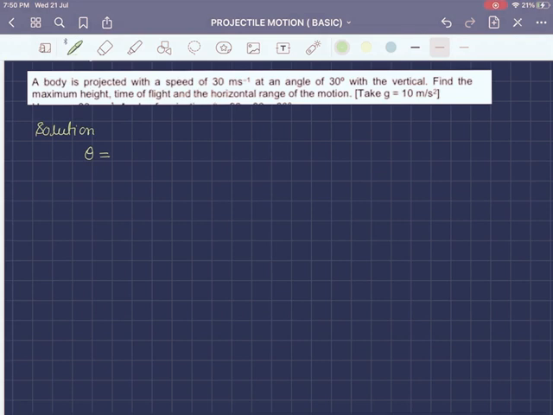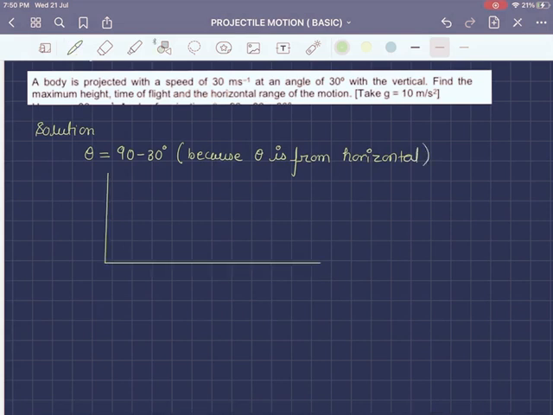So first of all, theta here is not 30 degrees, because in the question it is mentioned it is from the vertical. So we need to do 90 minus 30 degrees, because theta is from the horizontal axis. Let me show you in the diagram once again, the diagram for projectile motion. As you can see, the initial velocity makes theta from the horizontal axis.